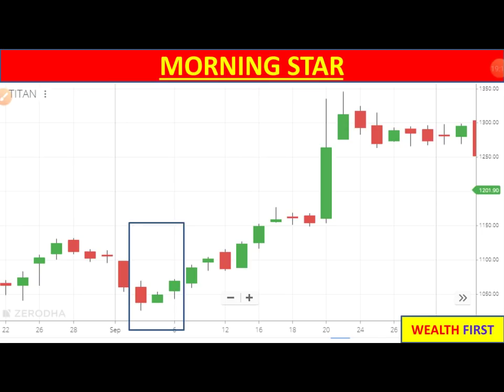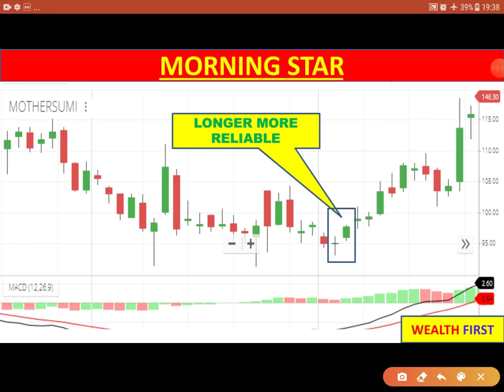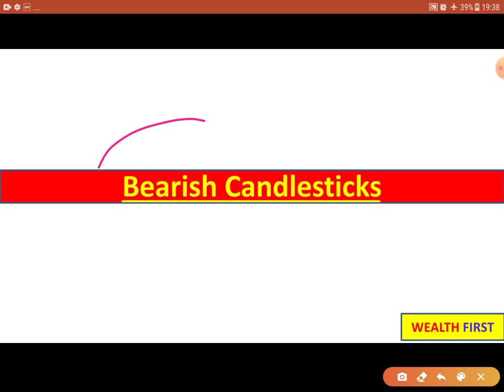Now this trend will be confirmed more if the next candle happens to be longer. If it is more long and it is giving you a clear-cut indication by giving more price rejection, and this happens to be green and bigger, then the trend is more and more reliable. Now we'll discuss the bearish candles.